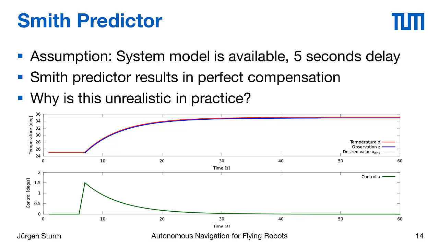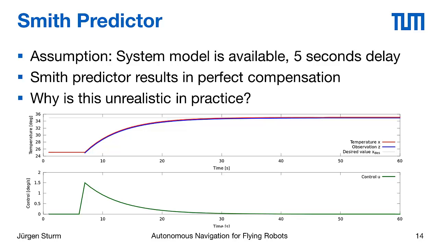So let's first look at a very simple example where we assume that we have a perfect system model of our shower and we have a 5 seconds delay. And then the Smith predictor results in a perfect compensation because we know exactly what's going on inside the system, and we can perfectly compensate for the delay. Of course, this is completely unrealistic in practice because you never have a super accurate model. There will always be some parts of the system that you can't model exactly.